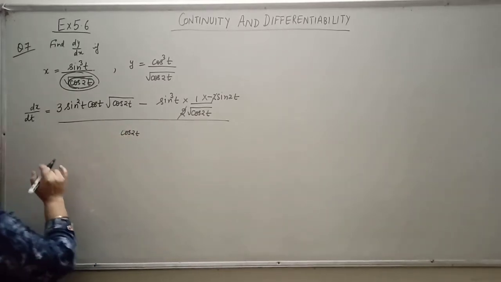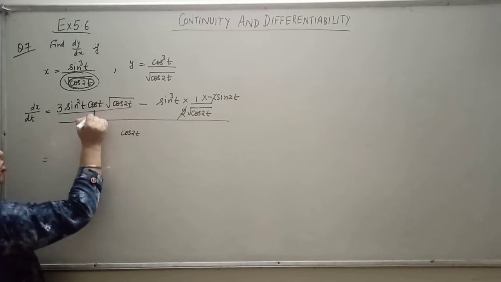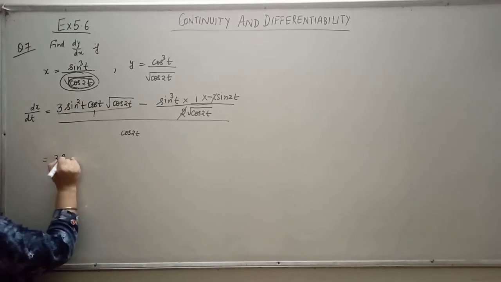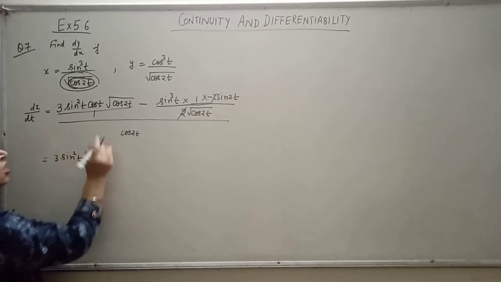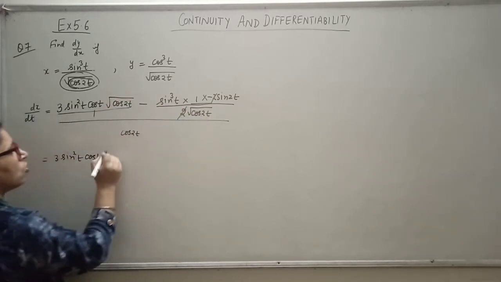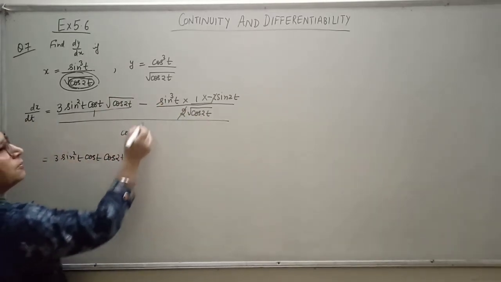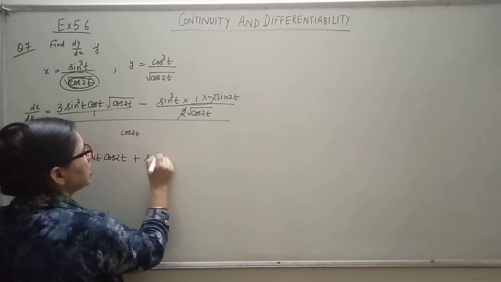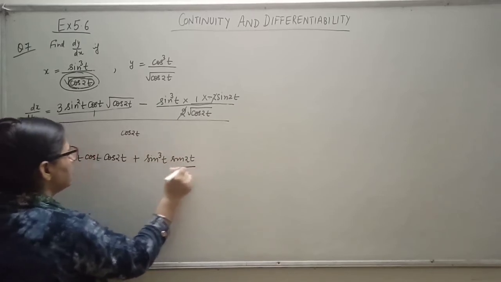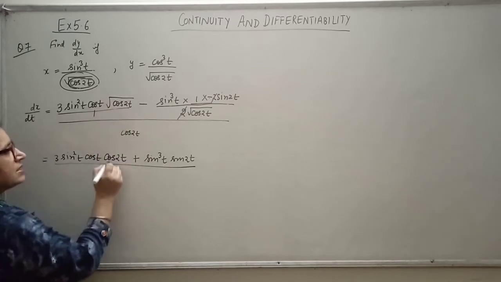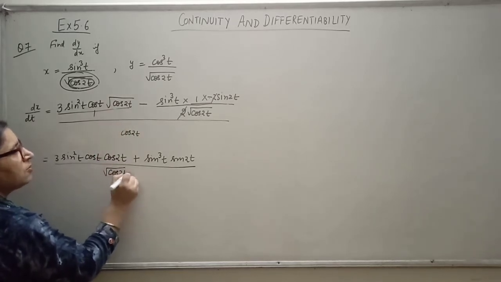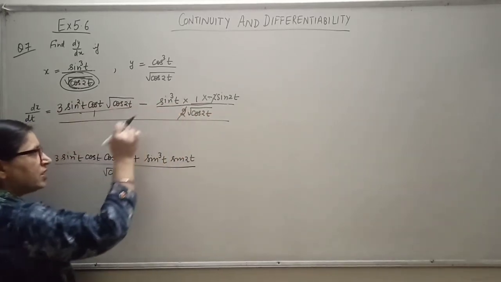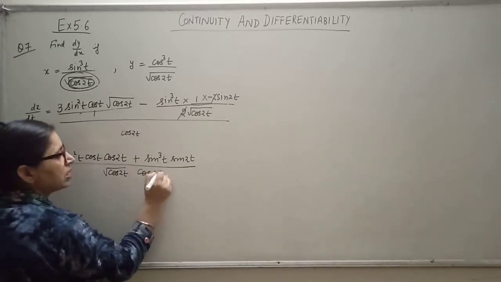Now after this, put it over 1 and take the LCM. Taking the LCM, we get 3 sin square t cos t square root cos 2t multiplied with square root cos 2t, which leaves cos 2t. Minus minus becomes plus, and sin cube t and sin 2t upon this. Now this LCM, square root of cos 2t, because now it has become the denominator of this whole, it can be written along with this cos 2t.